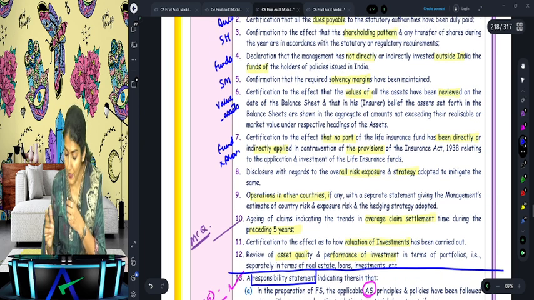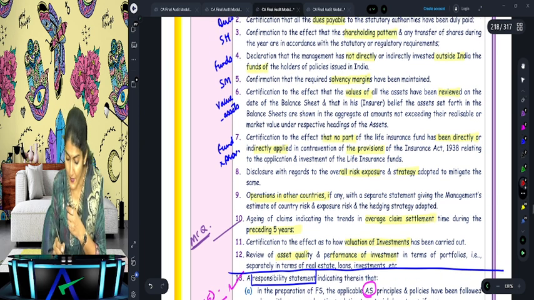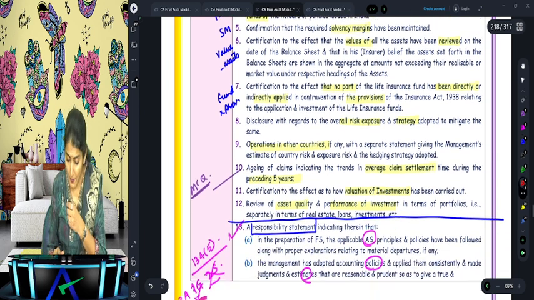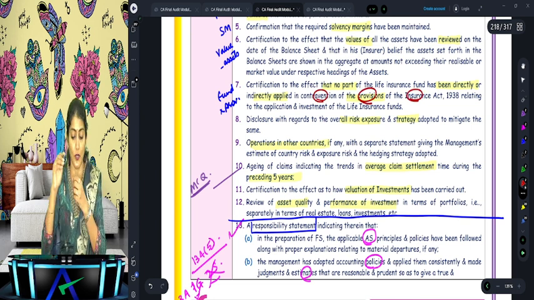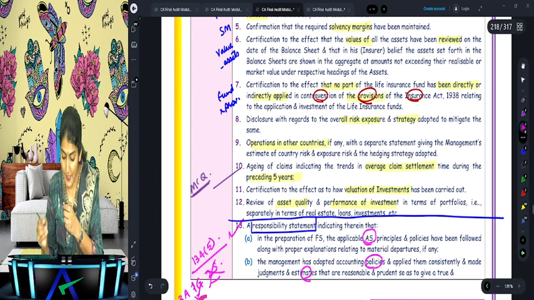Right, so what does point number 4 say? That the funds have not been invested outside India. What does point number 7 say? That it has not been invested in contravention of the provisions of the Insurance Act. Right, then what is the next point over there?